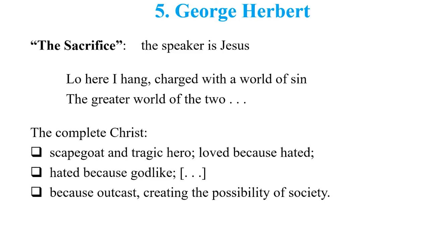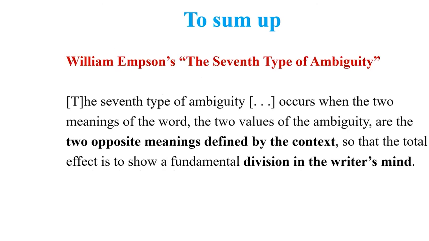So again, this is by Empson. Now, summing up, we finished off the essay. So this is the gist of the essay. You can go through it again and again. This PPT will be shared with everyone at the end of the class, so don't worry. So this is the gist of William Empson's seventh type of ambiguity. So what is the seventh type?